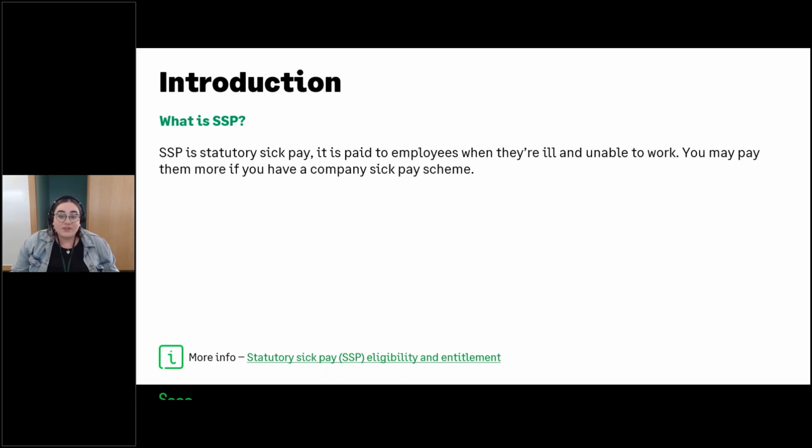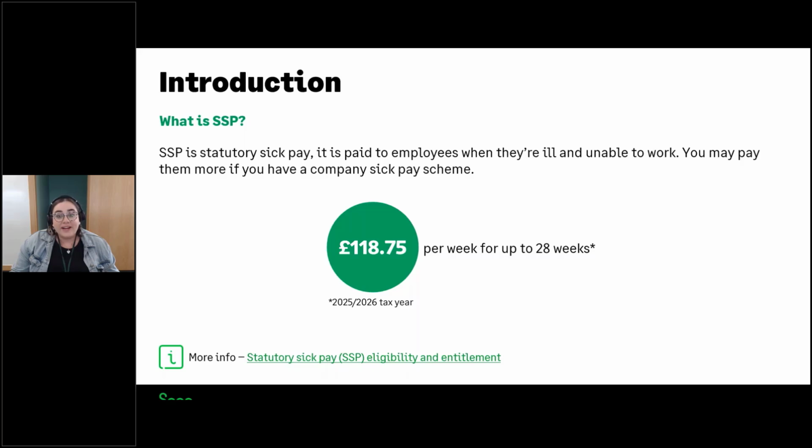Now, the rate of statutory sick pay is currently a weekly rate of £118.75. So that's for the 25-26 tax year. And that did increase from £116.75 in the new tax year, so from April. And just to let you know, this doesn't relate to the employee's payment frequency. So it doesn't matter if they're weekly, monthly, fortnightly even, it is a weekly rate regardless. And this is for a period of incapacity for work of up to 28 weeks. So that is the entitlement of SSP.